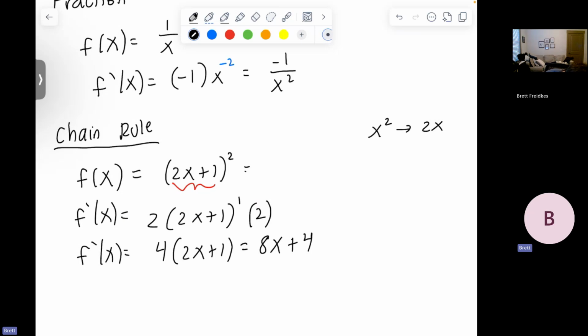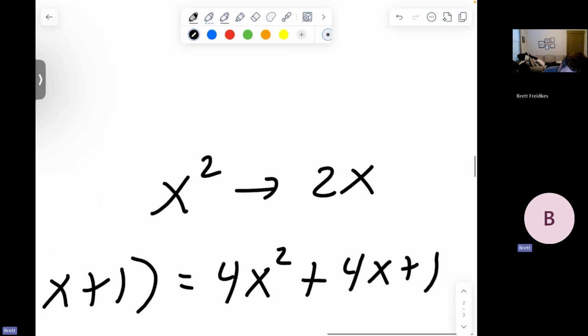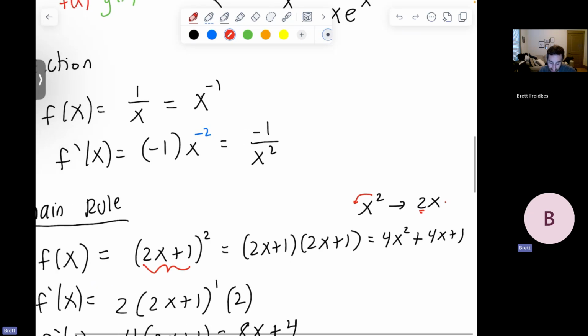And, if you didn't want to do that, you could write this out as 2x plus 1 times 2x plus 1. You can see that this is going to end up being 4x squared plus 4x plus 1. If you take the derivative of that, you get 8x plus 4. Same exact thing. The reason I say I've been doing this the whole time is that if we look at this expression, I brought down the 2. That's this guy. The inside stays the same, and then I multiply by the derivative of the inside. Well, what's the derivative of x? That's just 1. We're implicitly doing that, or we're automatically doing that by taking that.